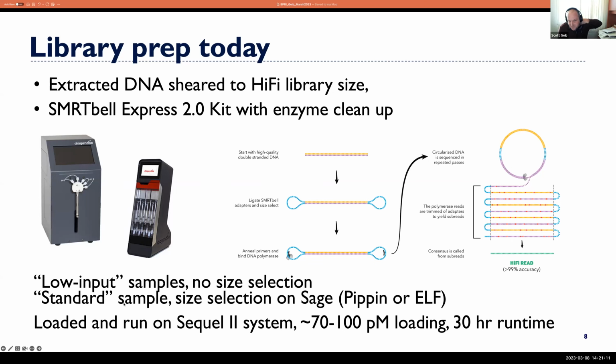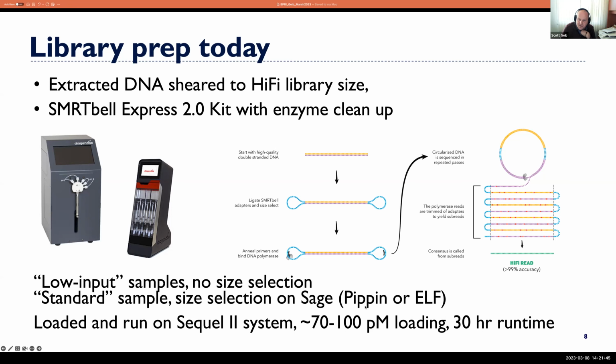Even nowadays, most people aren't doing size selection, but if you were doing a standard sample size, you might have micrograms of DNA going into this. You could size select it on something called a Sage Pippin or Sage ELF, Blue Pippin, those kinds of things. They're basically an electrophoresis unit where you can collect off of that. We don't do that because the Pippin always eats our DNA. So if we put in so much amount of DNA, we get back a smaller fraction of that. And then we load and run on a Sequel II system.